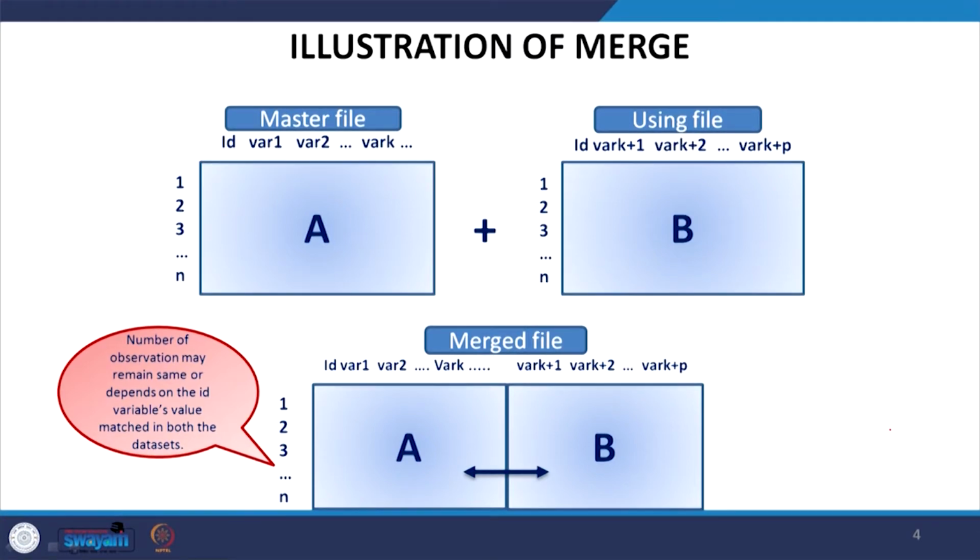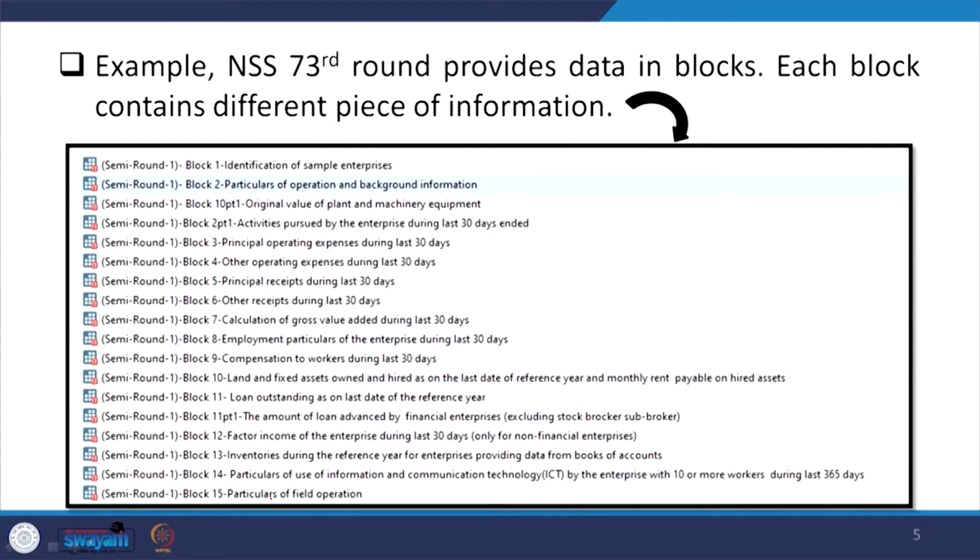Number of variables, now mark the difference very clearly. Now, number of variables, I am just highlighting here, number of variables are added. So the number of observations may remain the same. Now look at this, this is the same observation. Now variables are actually added, or more information is available for the corresponding observation. So the ID variable's values match in both the data sets.